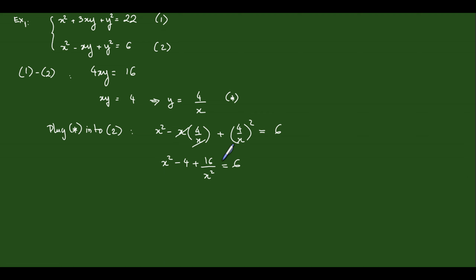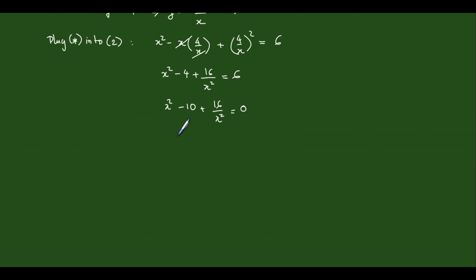Okay. Then from here, I'm going to multiply both sides by x squared to find the LCD. Well, let me simplify this first. So I will have x squared minus 10. I subtract both sides by 6. Okay, equals plus 16 over x squared equals 0, right?